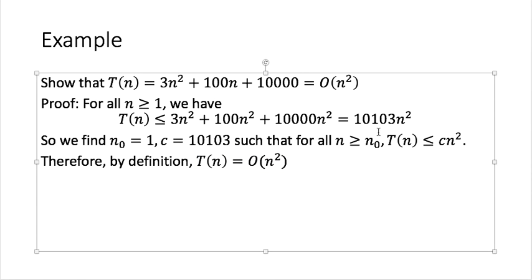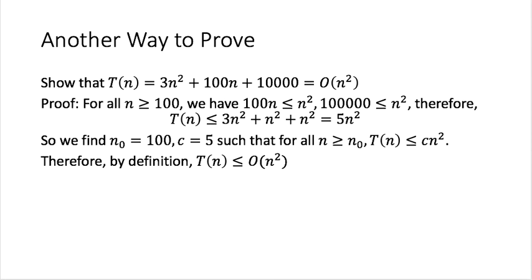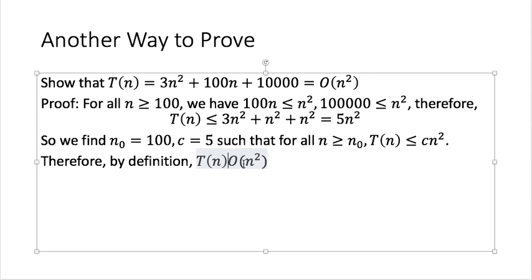Now, we can prove it in a different way. We can find a different n0 and a different c. For example, here, I can do this. Let n0 equal 100. I want to show that for all n greater than or equal to 100, this polynomial will be less than or equal to some constant times n squared. So if n is greater than or equal to 100, what can you say?